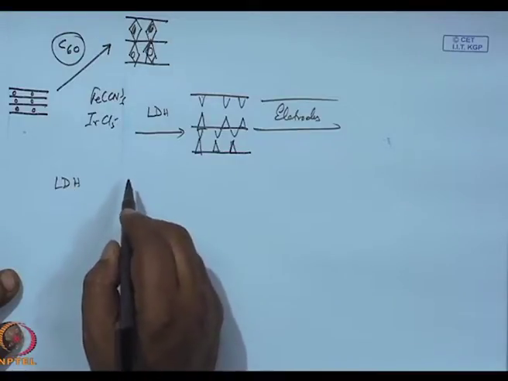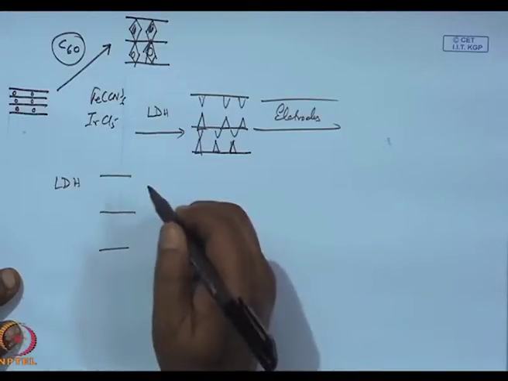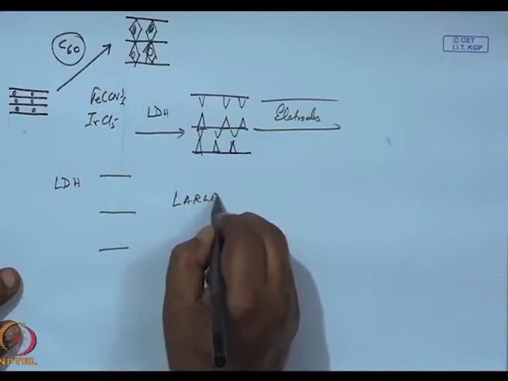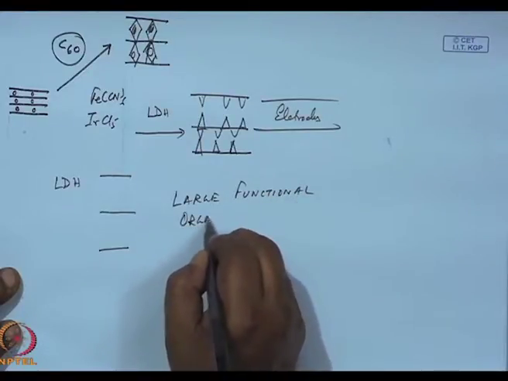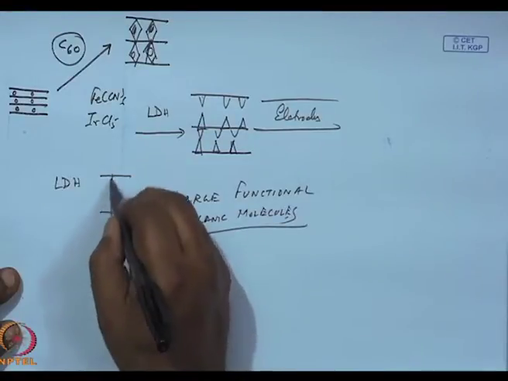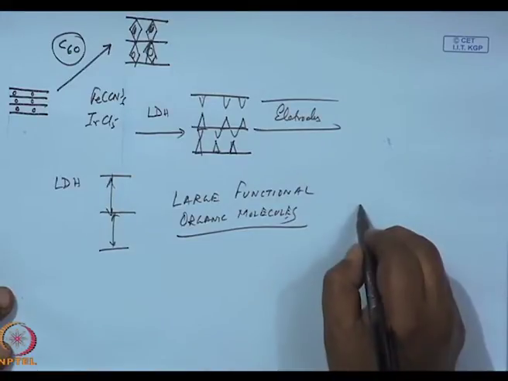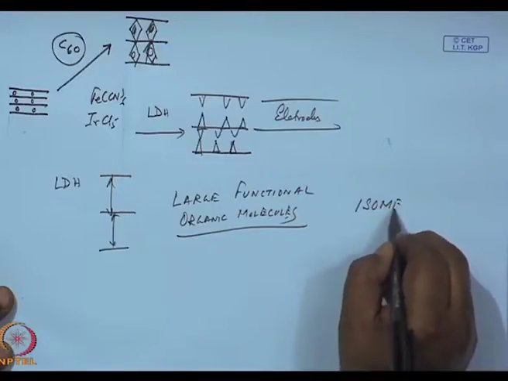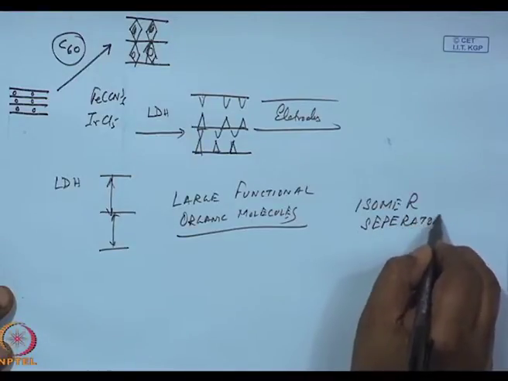Over here, what we could also do with these layered double hydroxides is put in between the layers large functional organic molecules, so that the distance between the double layers of the double hydroxides can be changed, and this can be used as isomer separator.